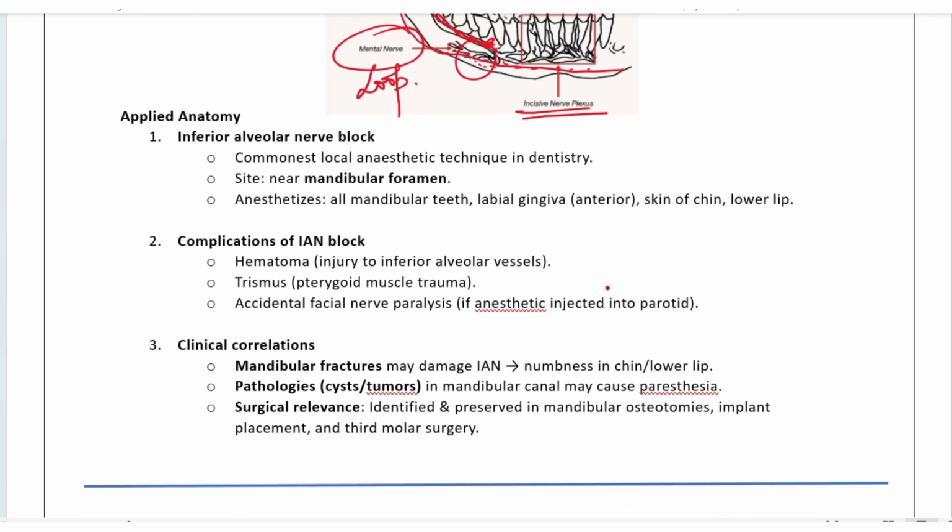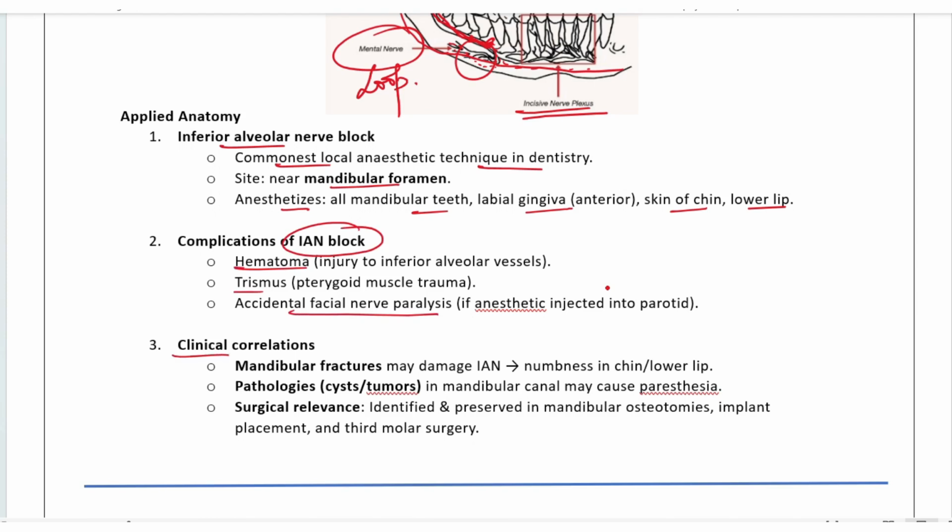Then we have the applied anatomy. Inferior alveolar nerve block is the commonest nerve block for any technique in the mandibular teeth. The site of injection is the mandibular foramen. It anesthetizes all the mandibular teeth, the labial gingiva, skin of the chin and lower lip. Complications of the block include hematoma, trismus, and accidental paralysis of the facial nerve.